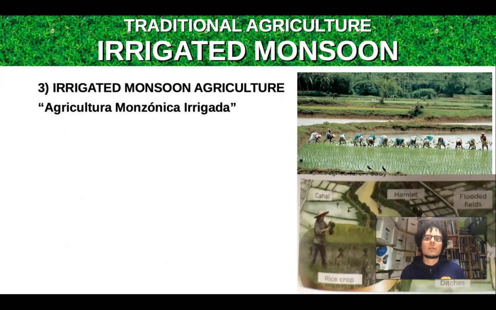The third type of traditional agriculture that we're going to study is the irrigated monsoon agriculture, la agricultura monzónica irrigada.